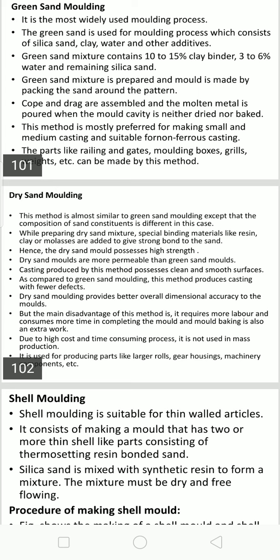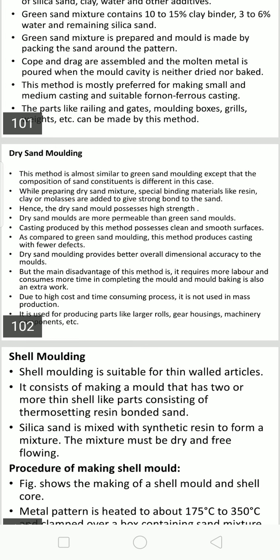But the main disadvantage of this method is that it requires more labor and consumes more time in completing the mold, and mold baking is also extra work. Due to the high cost and time-consuming process, it is not used in mass production. It is used for production of large rolls, gear housings, machinery components, etc. This is exactly dry sand molding.